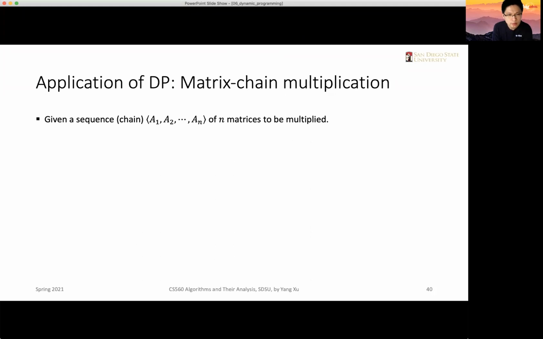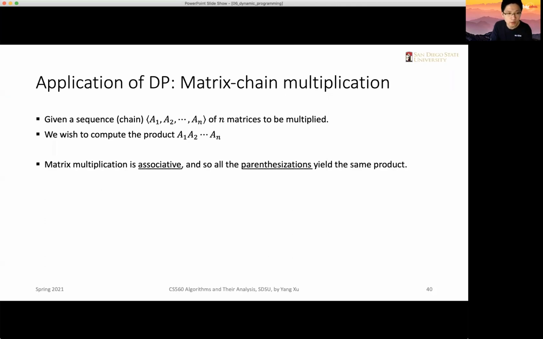All right, so it is like this. Now we have a sequence of matrices, okay? And we want to multiply them up. We want to compute the product of this sequence, okay? We wish to compute the product A1 times A2 times ... times An, okay? So there are some properties we need to use here.